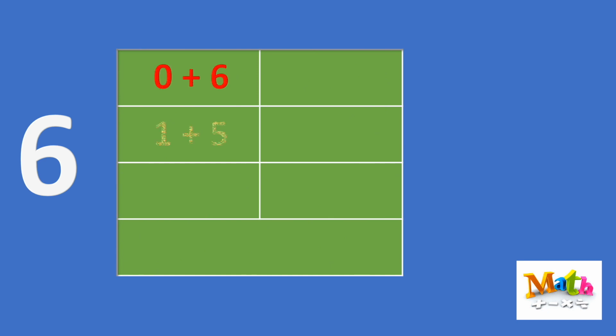Let's take the example 4, 6. What are the number partners for 6? The number partners are 0 plus 6, 1 plus 5, 2 plus 4, 3 plus 3, 6 plus 0, 5 plus 1 and 4 plus 2.